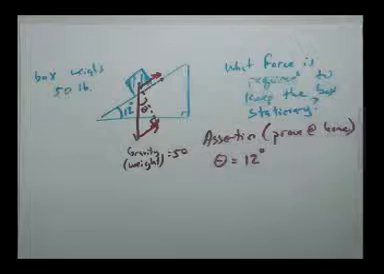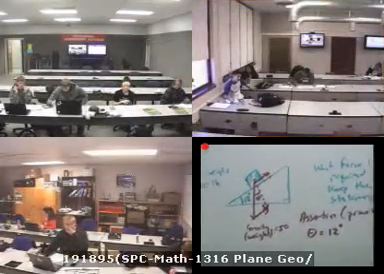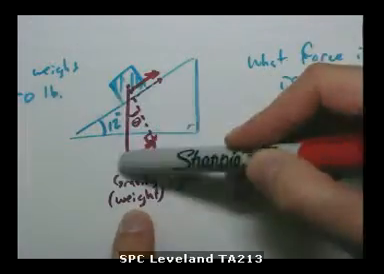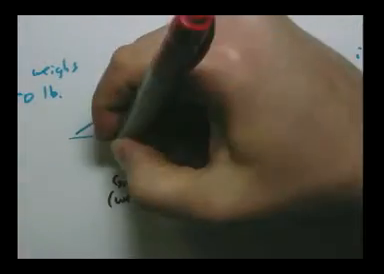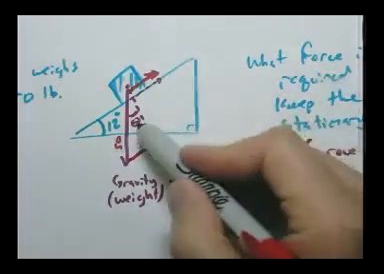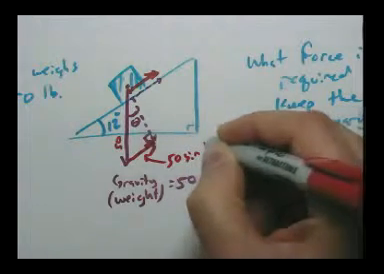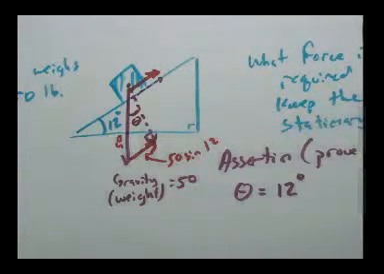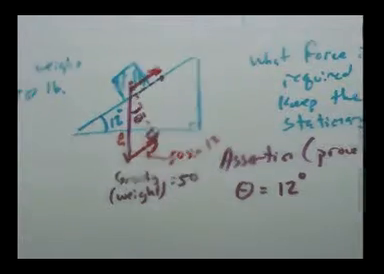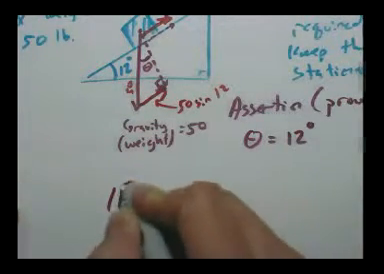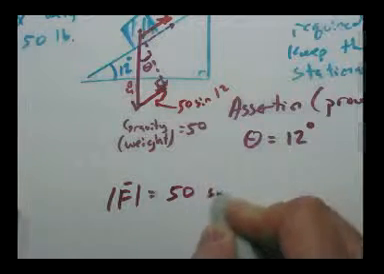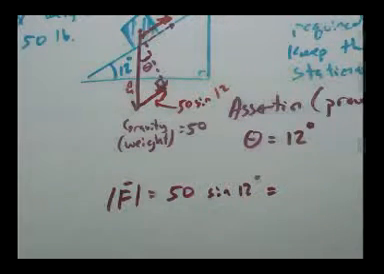Think back to chapter 2. The sine of 12, right? I've got a hypotenuse here of 50, and I've got this angle which we said was 12, and this side right here is going to be 50 sine of 12. So the magnitude of our force is 50 times the sine of 12 degrees, and what's that?